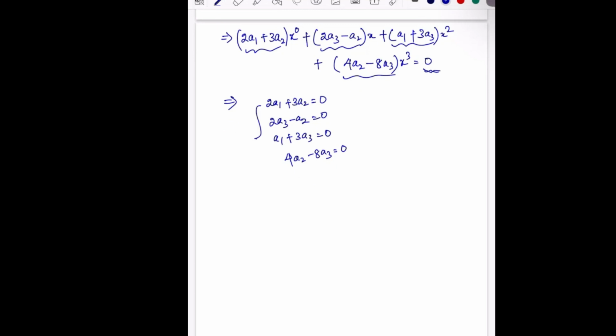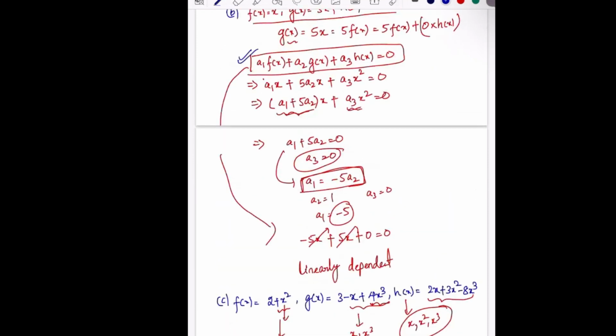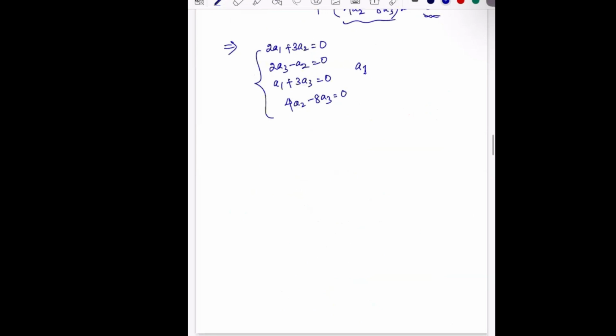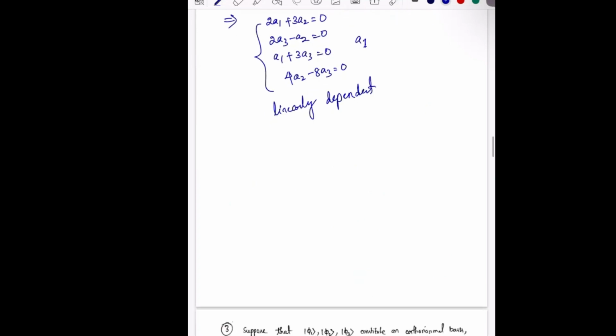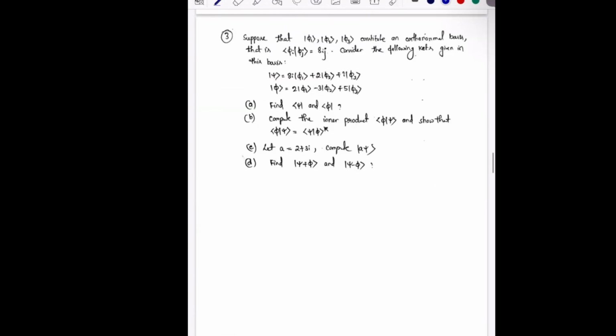So now you're seeing that these coefficients are related to each other. That means if you take some non-zero values of A1, A2 and A3, then you will still see that this condition is satisfied. So this means these vectors are linearly dependent. So these are all about linearly dependent or linearly independent. I think everyone understands the problem. Then let me solve the next problem.